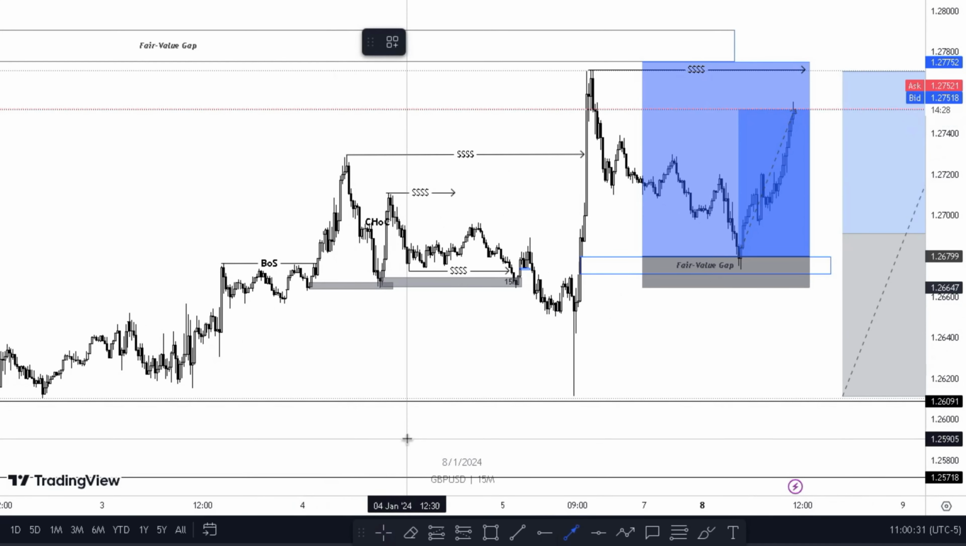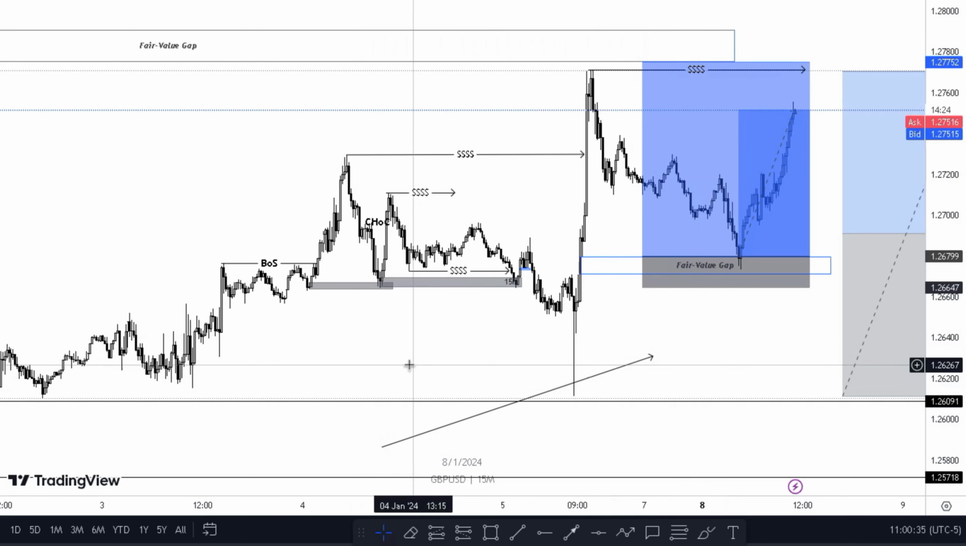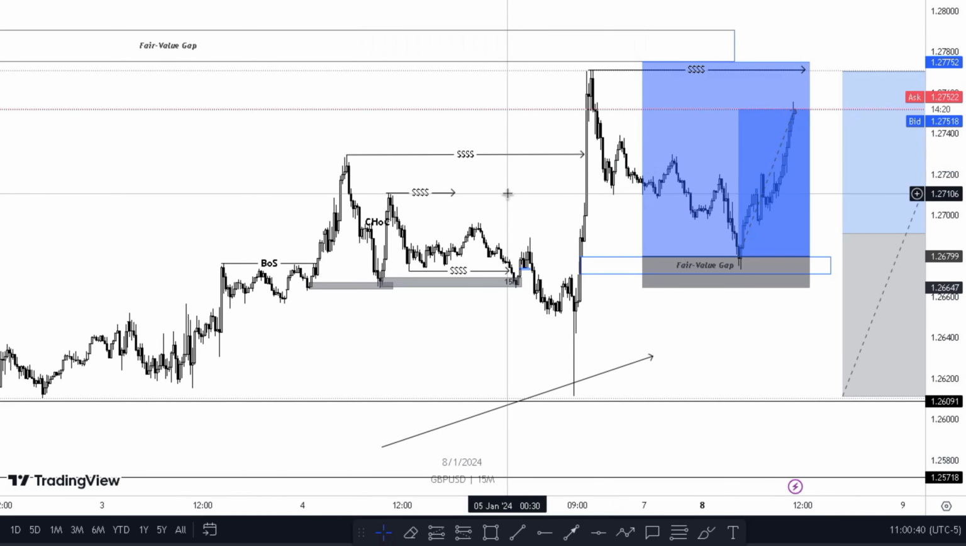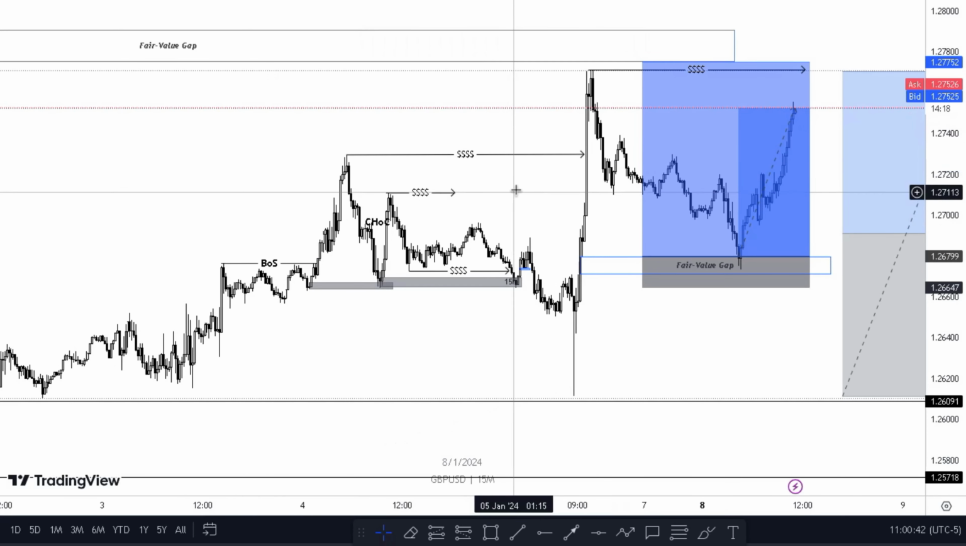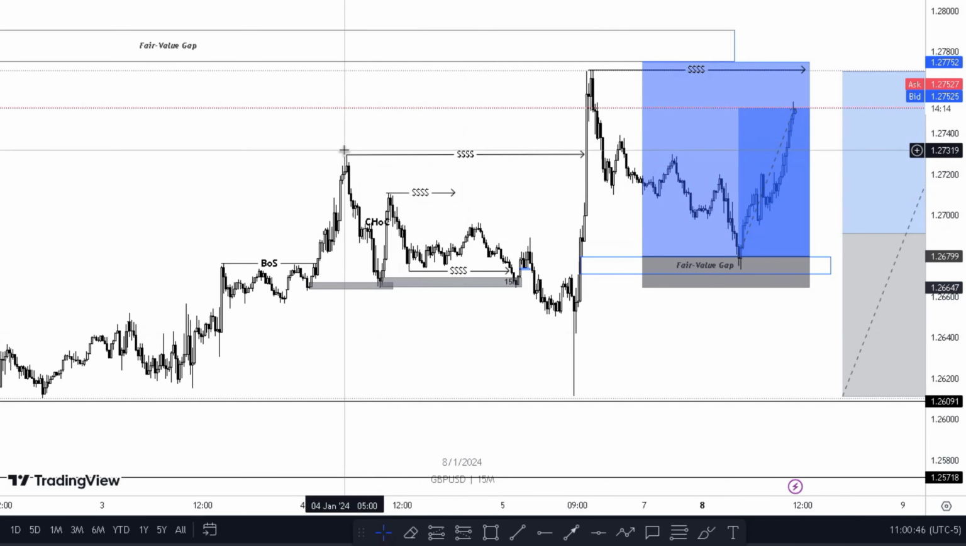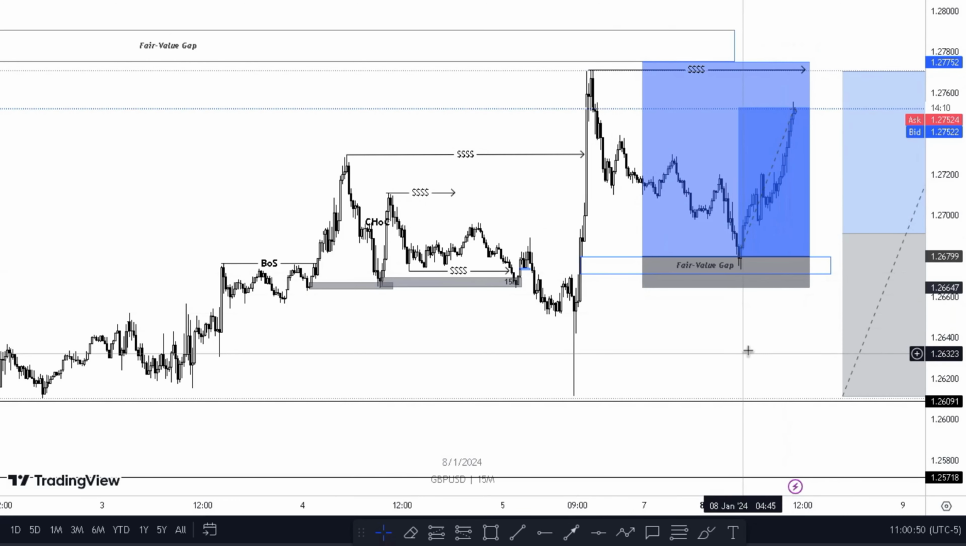So the market is still the same. We are pro order flow. The market has been breaking highs all the time, so we know that the order flow is bullish. The more highs that the market breaks, the higher the probability of the market being bullish.